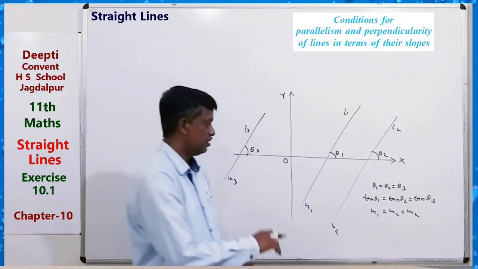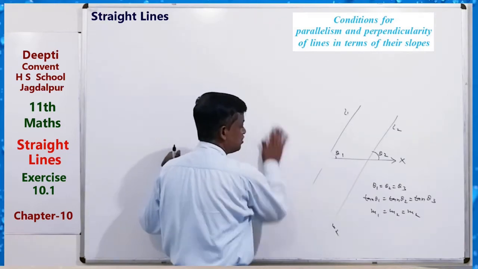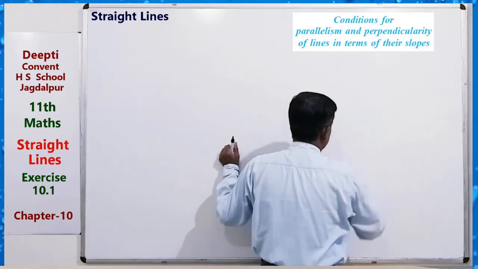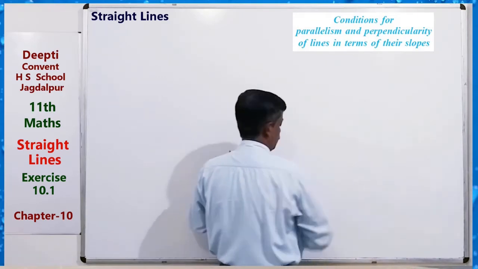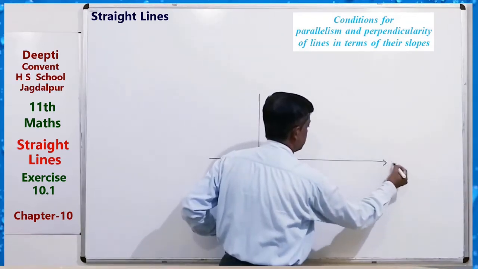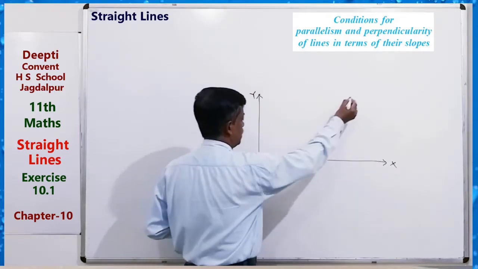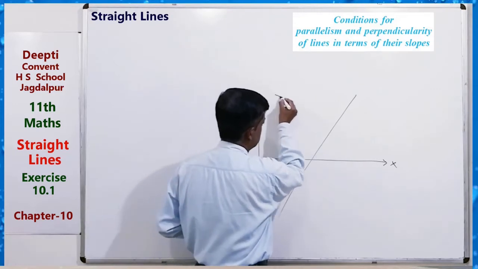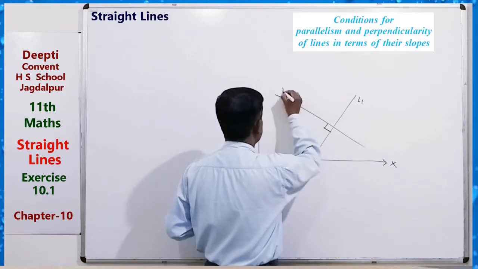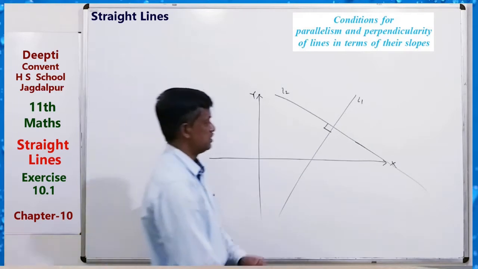Clear? Now, perpendicular lines. When two lines are perpendicular, what is the relation between the two lines? Parallel lines have the same slope. So suppose we have two lines perpendicular to each other. One line is this and another line is this. This is 90 degrees. This is L1, this is L2. Just like this.